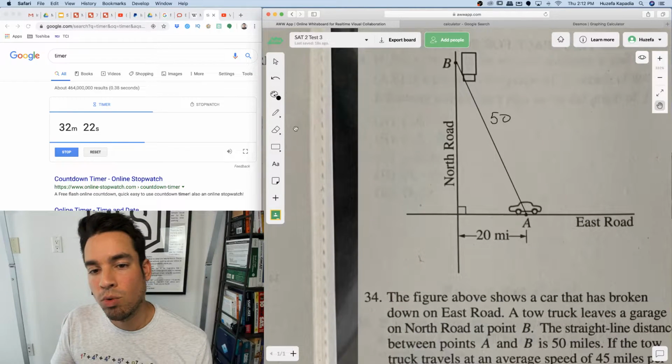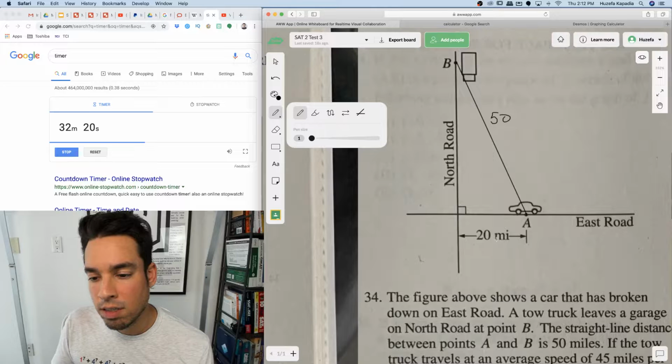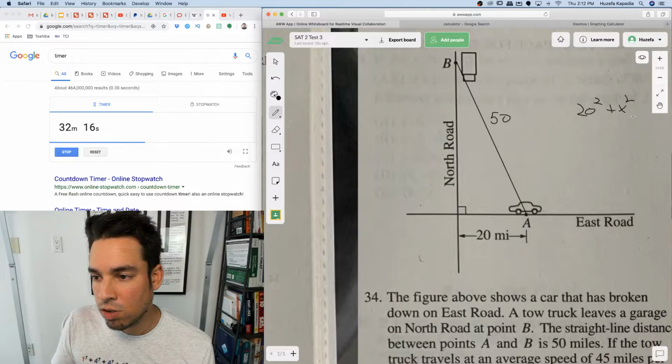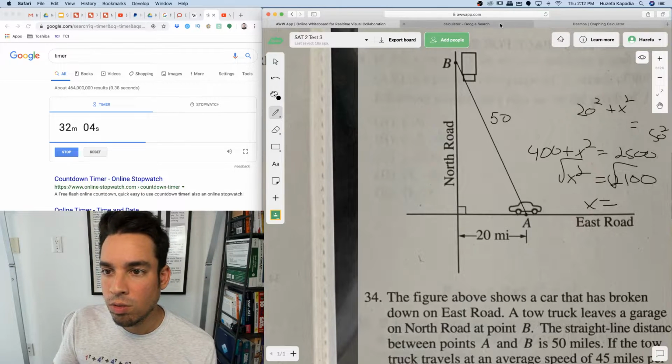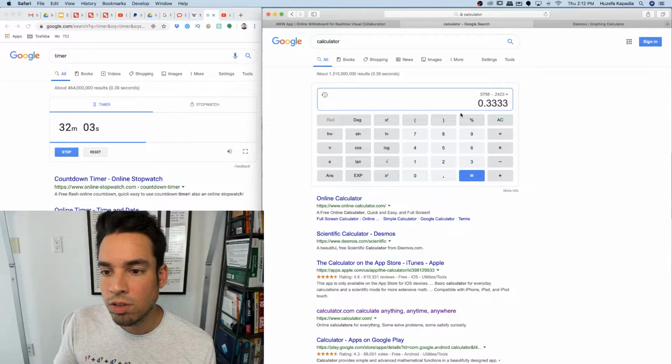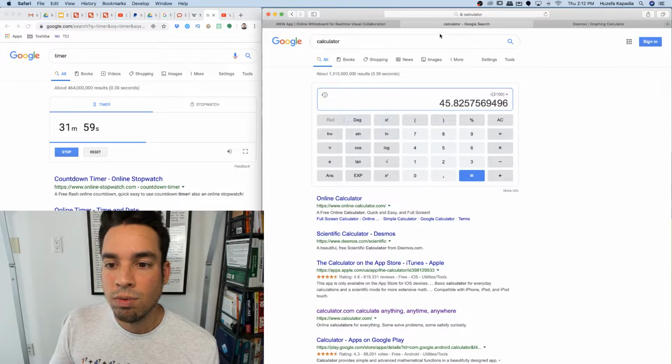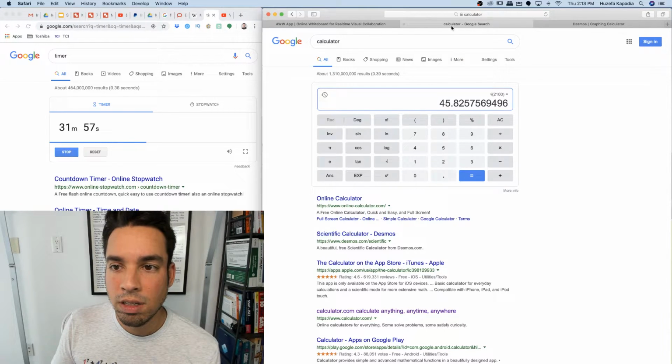Oh, and that's 20. Oh, okay. Now we can. I didn't see that. So we can use Pythagorean theorem to find this. So it's 20 squared plus x squared equals 50 squared. 20 squared is 400 plus x squared equals 2500 minus that. x squared equals 2100. Square root of 2100 is 45.83, I'll say. 45.826.